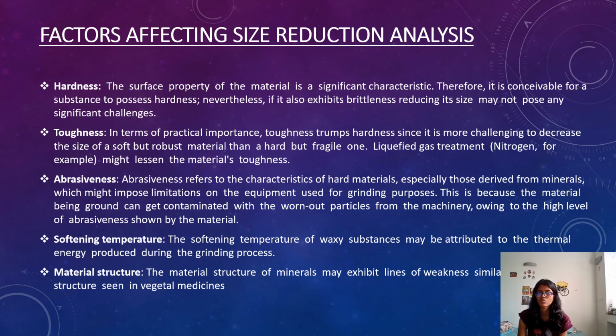Softening temperature: the softening of waxy substances may be attributed to the thermal energy produced during the grinding process. Softening temperature is also an important factor for size reduction. If this temperature is higher, then size reduction will be easier. Material structure: minerals may exhibit lines of weakness similar in structure to those seen in vegetal medicines.